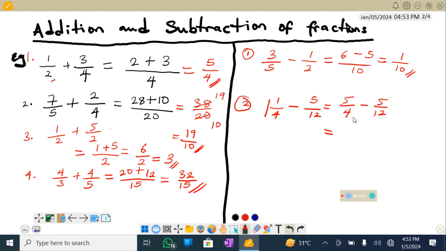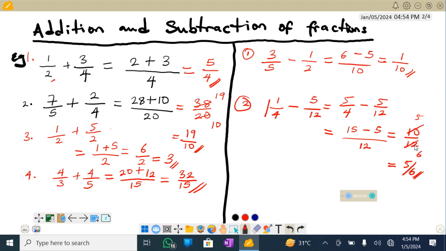We first of all find the what? The LCM. So the LCM of 4 and 12 will give us, pause the video and work it out. That will give you 12. Okay, 12 divided by 4 will give you 3. 3 times 5 will give you 15, minus 12 divided by 12 will give you 1. 1 times 5 will give you 5. So when you subtract, that will give you 10 over 12. Okay, of course you can divide. 2 can go. 2 here will give you 5. 2 here will give you 6. So that will give you 5 over 6.